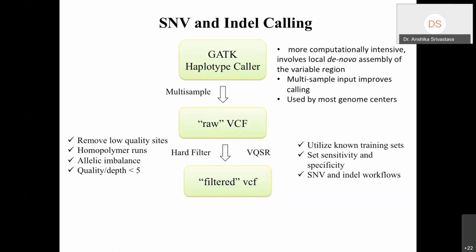That actually involves the role of hard filters, where you remove the low quality sites. Low quality sites means the quality by depth. If the nucleotide quality by depth is less than around 5, you will just remove it. If it has allelic imbalance, you'll remove it.